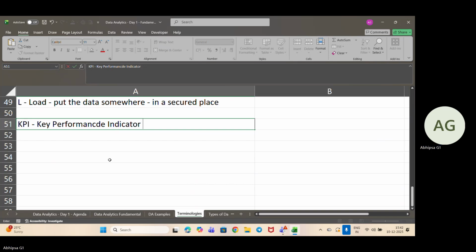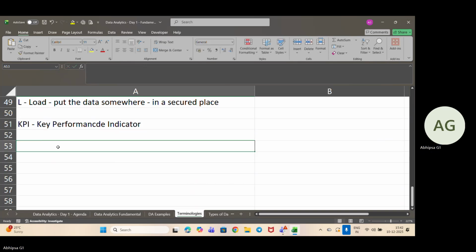Okay. Next, what is dashboard? Okay, so a dashboard is a screen that shows important charts, numbers, basically having everything in one place so that we can understand everything accordingly. So that is a dashboard.